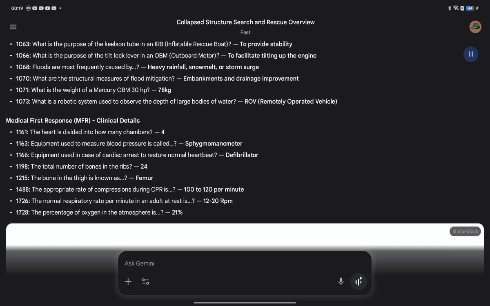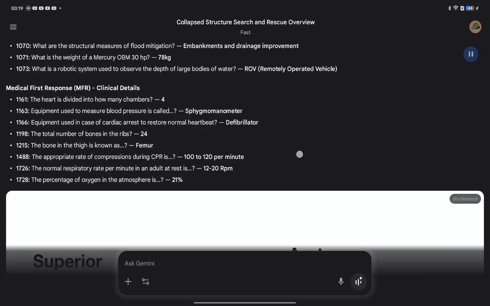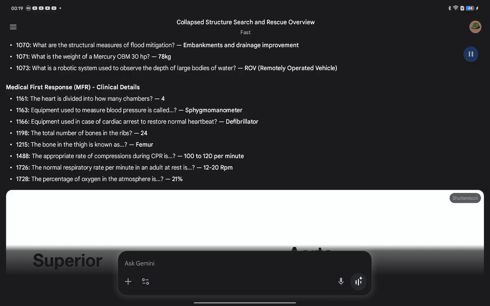1068. Floods are most frequently caused by heavy rainfall, snowmelt or storm surge. 1070. What are the structural measures of flood mitigation? Embankments and drainage improvement. 1071. What is the weight of a Mercury OBM 30 horsepower? 78 kilograms. 1073. What is a robotic system used to observe the depth of large bodies of water? ROV, remotely operated vehicle.